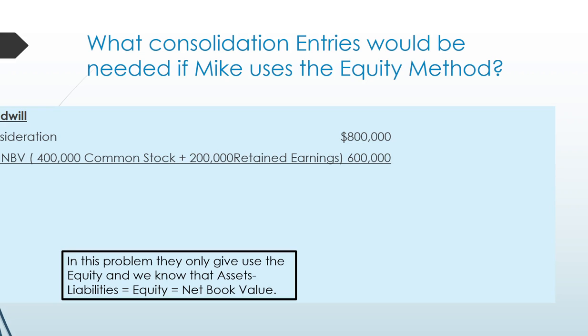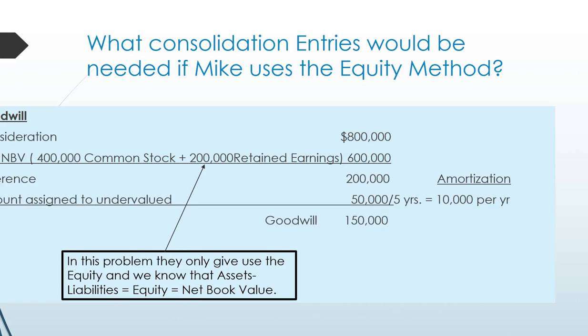Also, if they only give you the sub's retained earnings at the time of the purchase, you know that their ending retained earnings after a number of years would be their retained earnings plus any net income minus any dividends, if you need to figure that one out. Now we subtract these two and we get a difference of $200,000. We know that we have an undervalued patent of $50,000. We figure out what the amortization would be each year, and the difference would give us goodwill of $150,000.